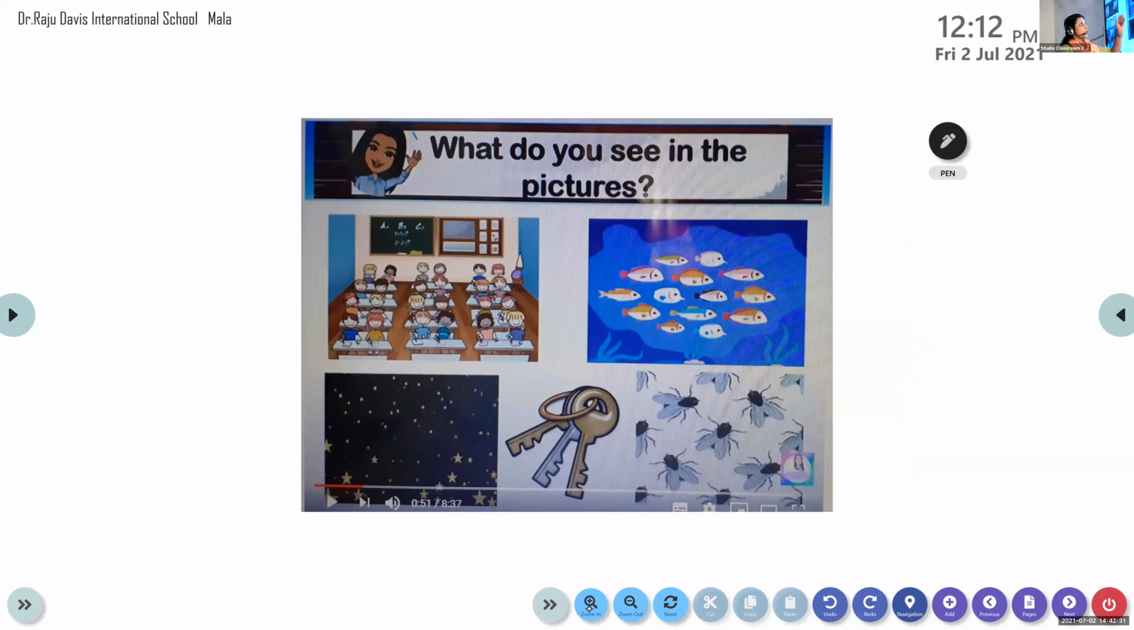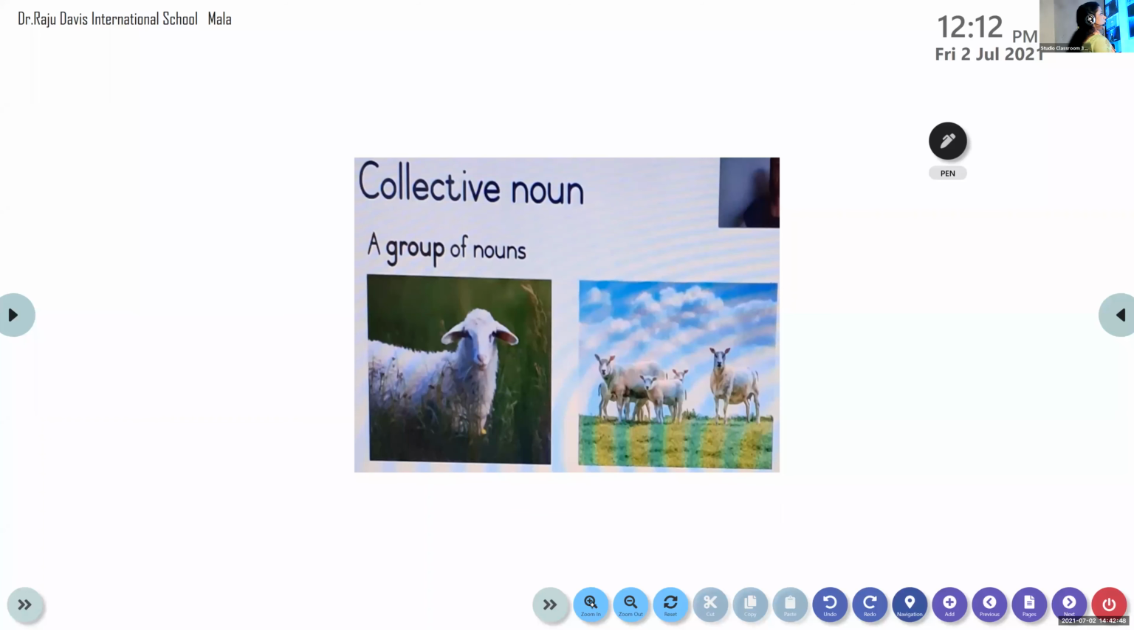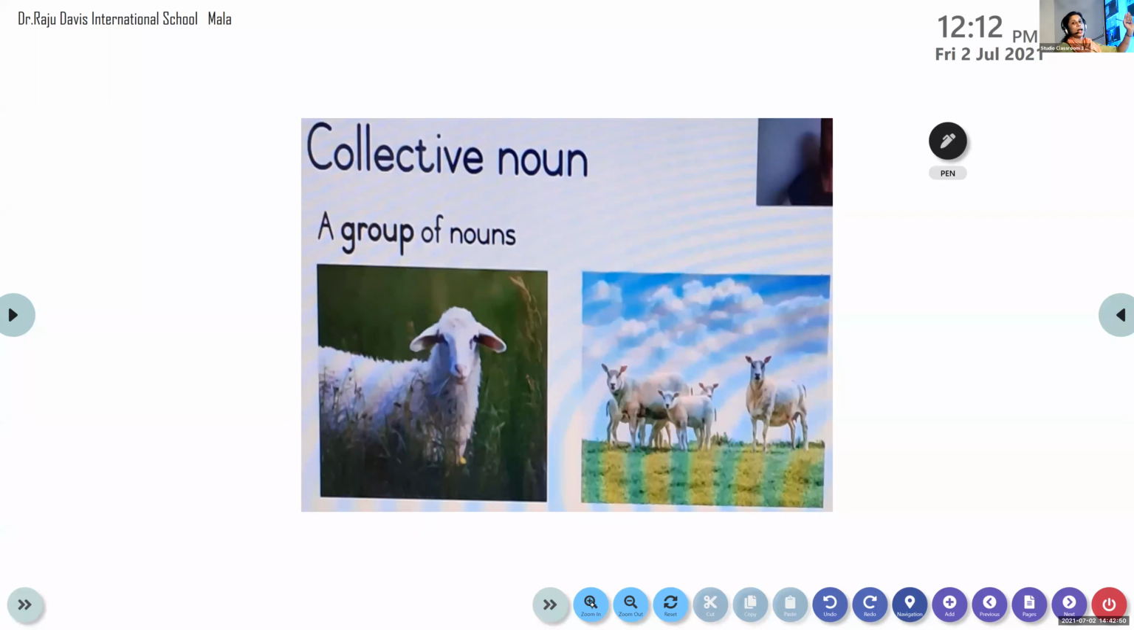Now we can see a group of people, group of animals, and group of things. Many children are sitting in the class, a group of fish, a group of flies, a group of keys, and a group of stars. Okay, now let's move on to each one as such. Now here you can find an animal there. What do we call this animal? What is the name of this animal? Yes, anyone can say the answer. What is the name of this animal? Sheep. Flock. Okay, flock of sheep.